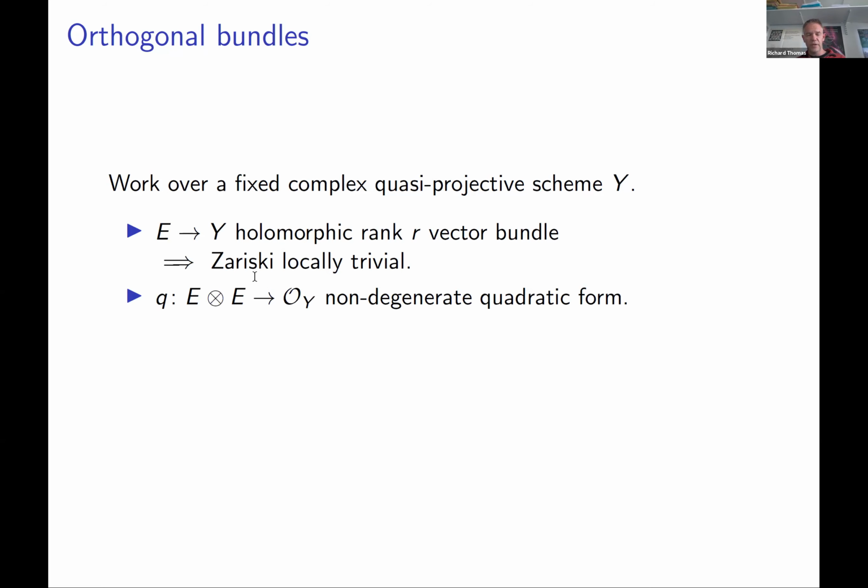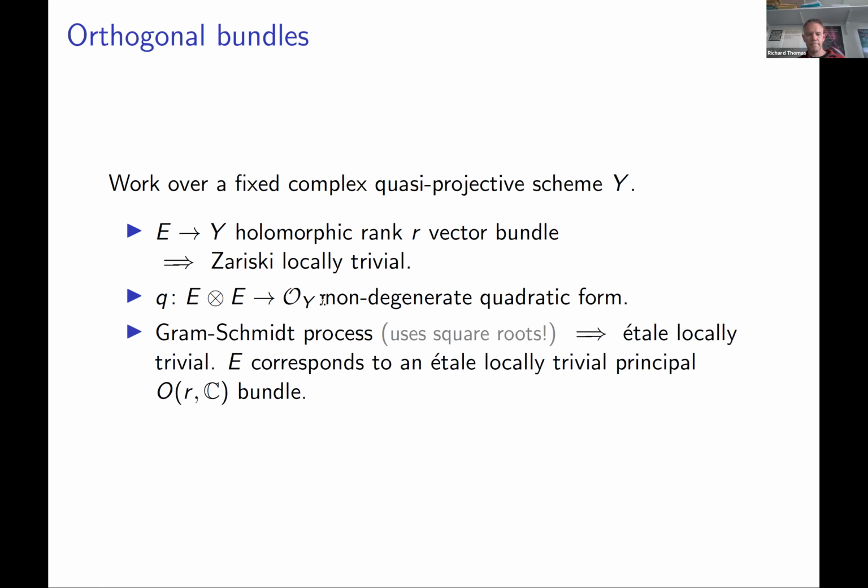That's therefore Zariski locally trivial by definition. But once it has a quadratic form, the quadratic form is not Zariski locally trivial. Okay, so I have a non-degenerate algebraic quadratic form on each fiber. And by the Gram-Schmidt process, you can produce an orthonormal basis, but only étale locally, because the Gram-Schmidt process involves using square roots, as you'll remember. So what you find is that as a quadratic bundle, as an orthogonal bundle, you get something étale locally trivial. So you can't find orthonormal bases Zariski locally in general. So they're the objects I'm going to be talking about.